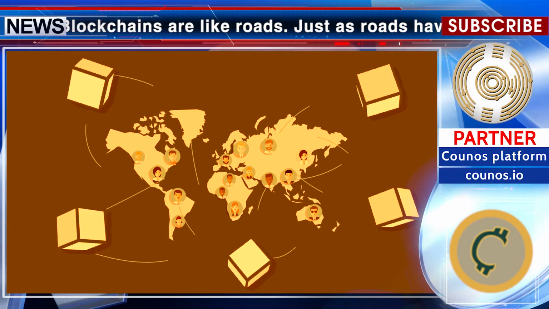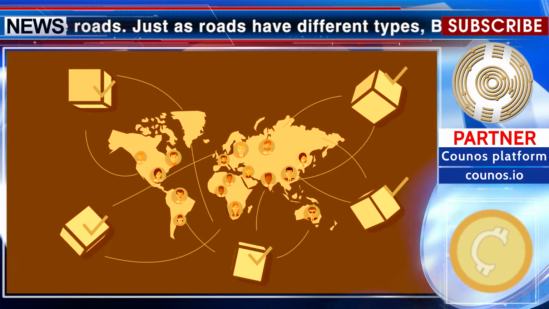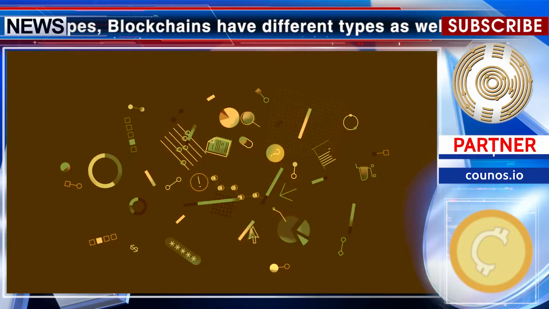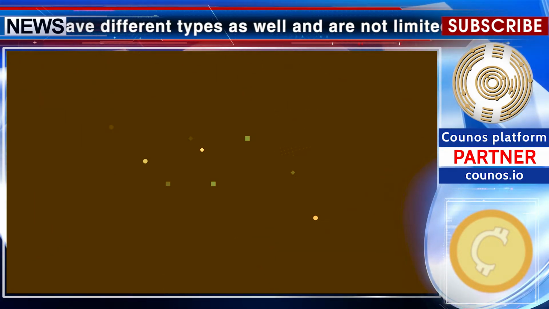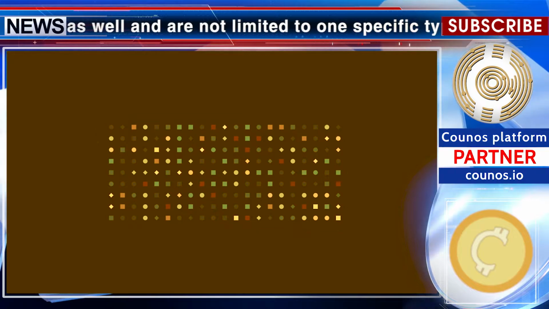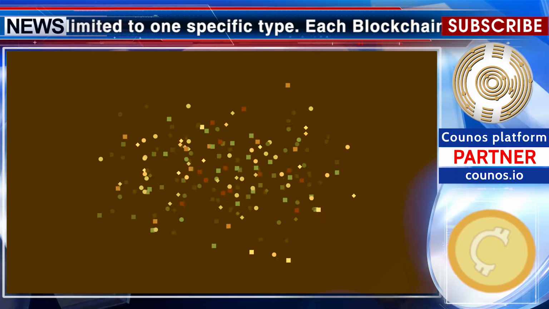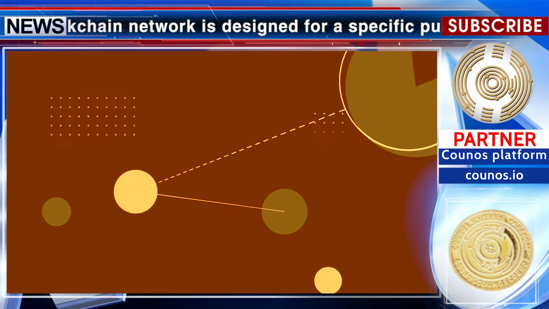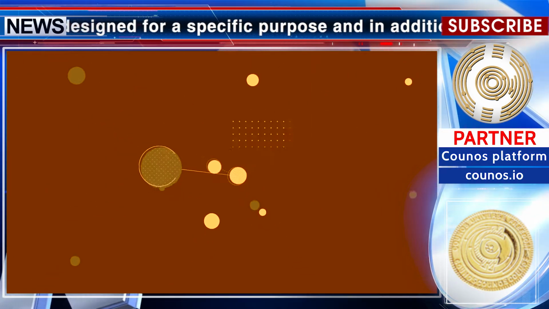to one specific type. Each blockchain network is designed for a specific purpose and in addition to that includes independent elements that form a special ecosystem next to one another. When we say blockchain ecosystem, we mean a group of elements that interact with each other and the world around them to create an environment with special features.